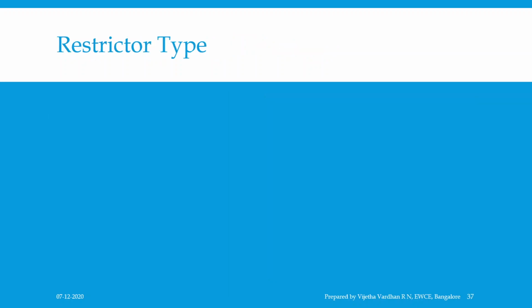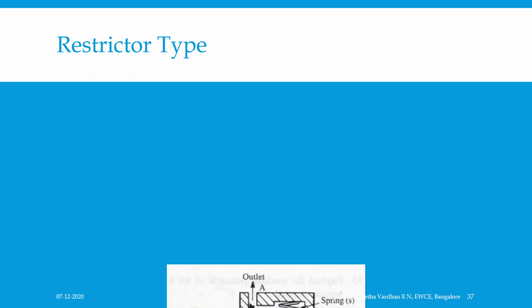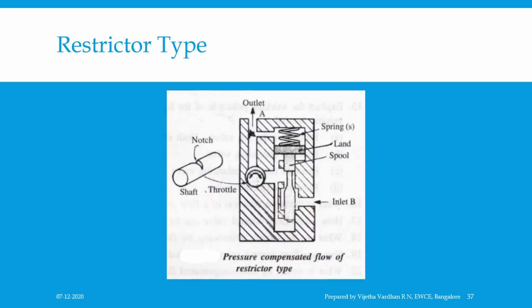Then coming to the restrictor type, in this case also the flow is maintained constant by maintaining a constant pressure drop across the valve irrespective of the load. The figure shows the device for such an operation. The orifice is made in a shaft by forming a notch. The shaft rotates and varies the orifice size and the flow according to the opening of the orifice. The pressure drop across the orifice is the difference between outlet A and inlet B at the orifice.